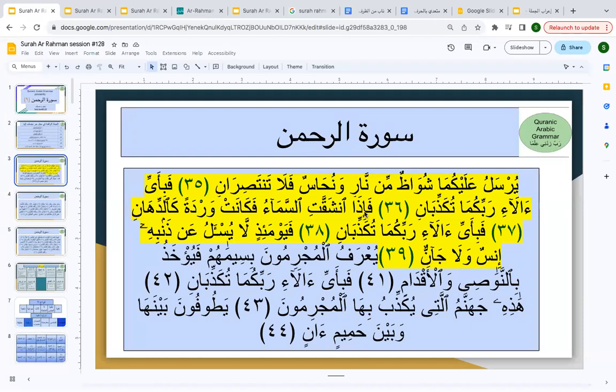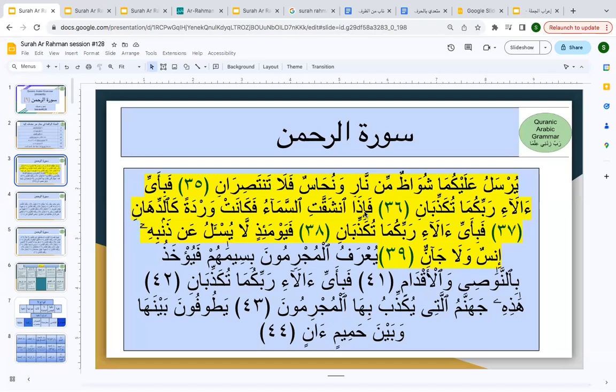So now you understood all this. You know that idha is followed by jumla fi'liyya, inshaqqatis-sama'u, and this jumla fi'liyya is going to be labeled as, what should I label it as?